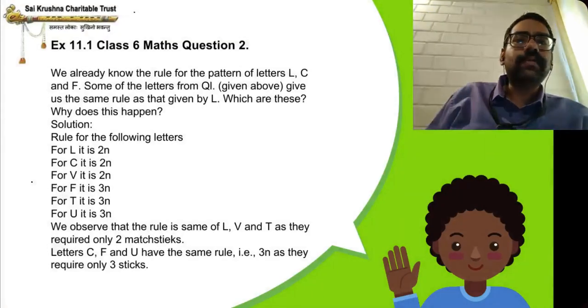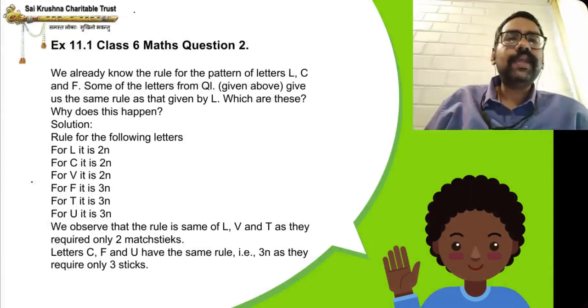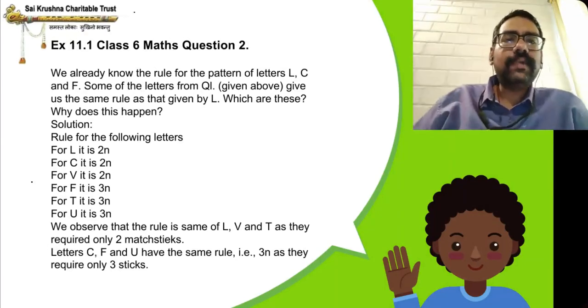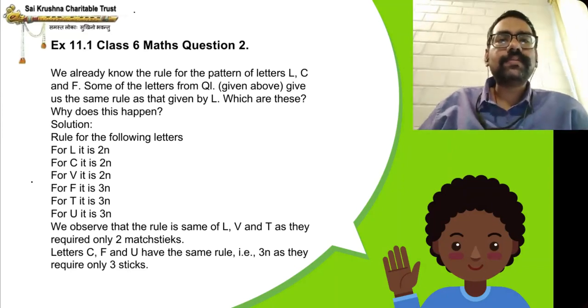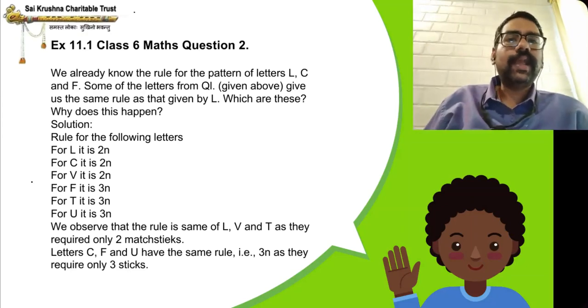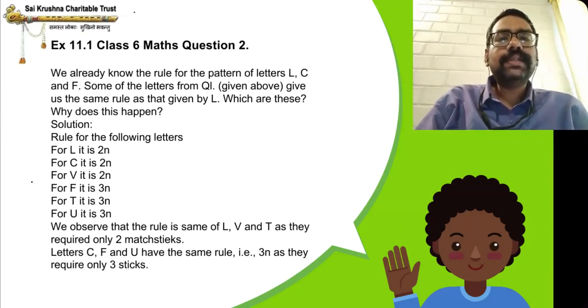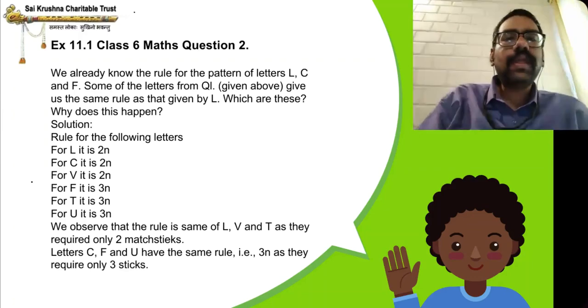Question 2. We already know the rule for the pattern of letters L, C and F. Some of the letters from the question given above give us the same rule as that of L. Which are these? Why does this happen? Solution. The rule for letter L is 2n: 1 L needs 2 matchsticks, and n stands for the number of L's. C is 2n. V is 2n. F is 3n, because 3 matchsticks are required, and n means the number of F's.